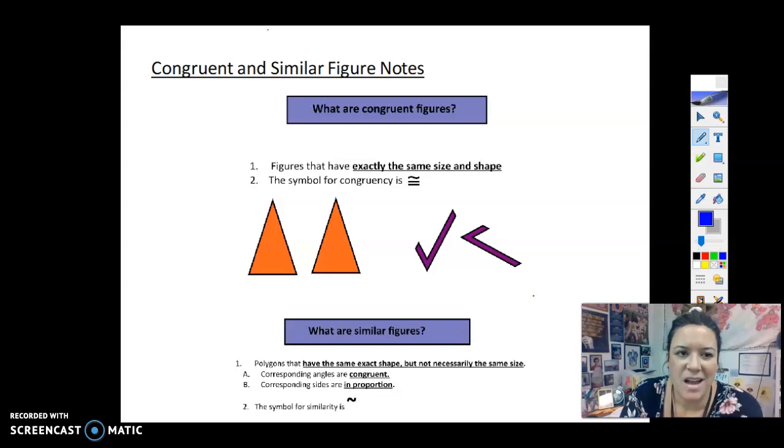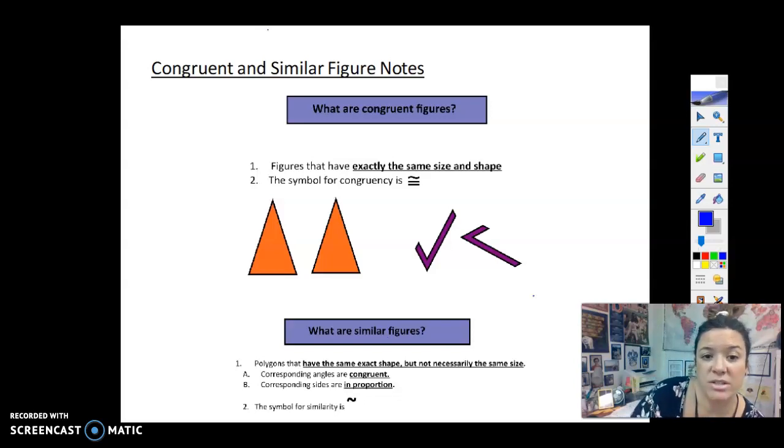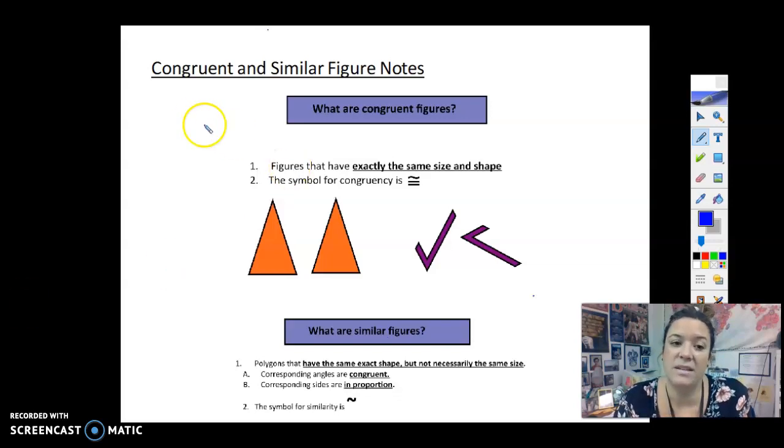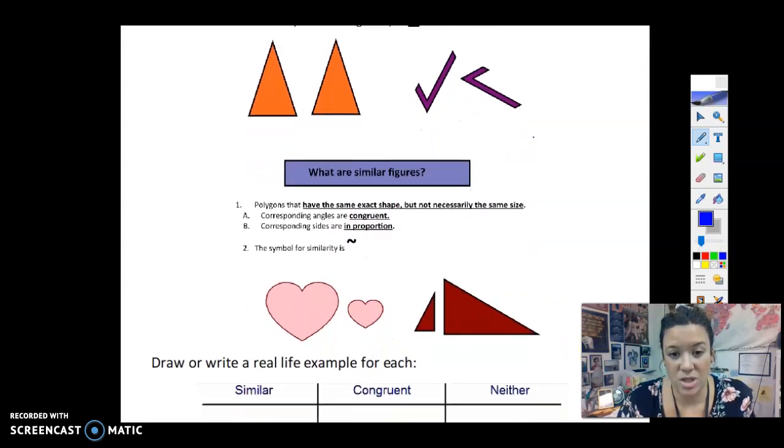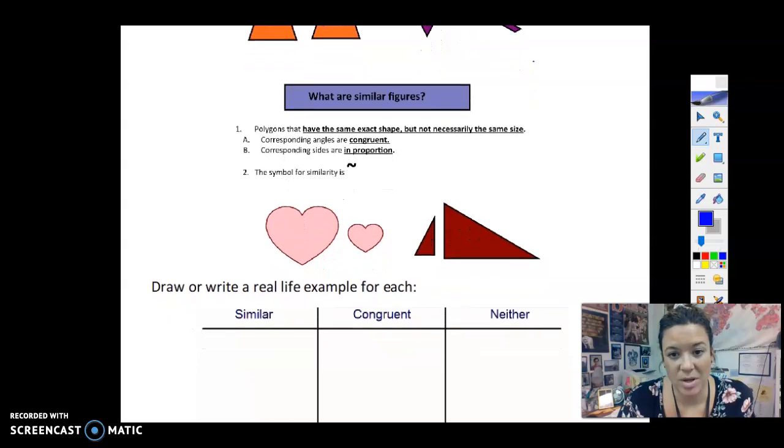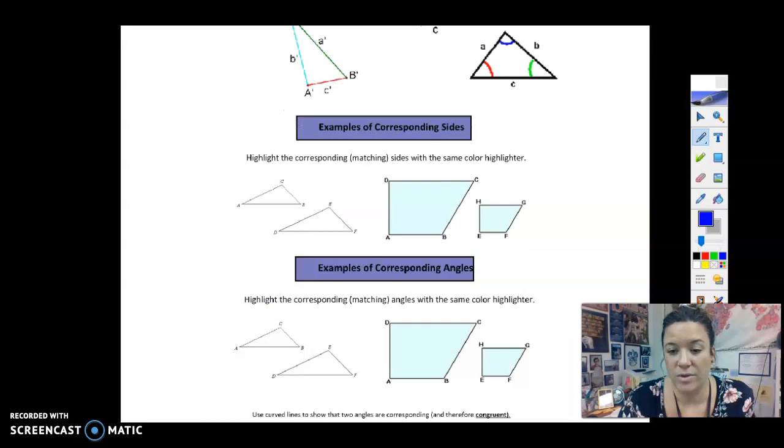Hi everyone. So this is the explanation on topic 15, similar figures. This year in 7th grade, there's a lot of vocab in this topic. We're going to talk about congruent figures and how they are the exact same size and shape, and then similar figures, and that symbol right there, and how those shapes are the exact same shape, but the sides are in proportion to each other. And we've learned a lot about proportions already this year.